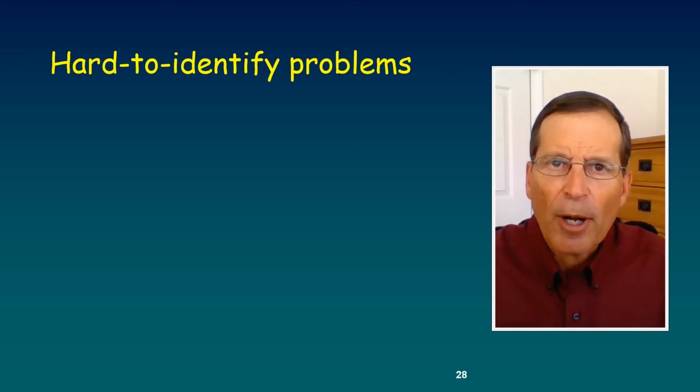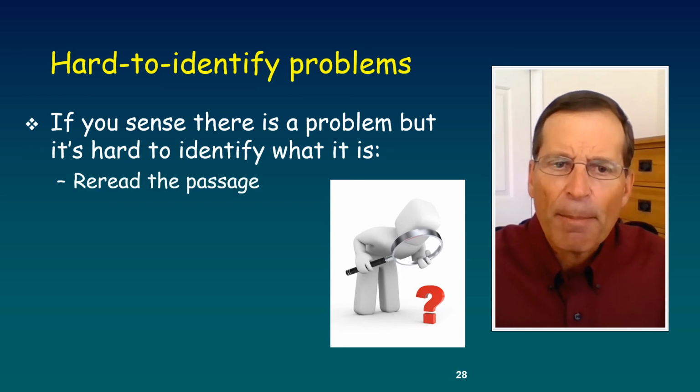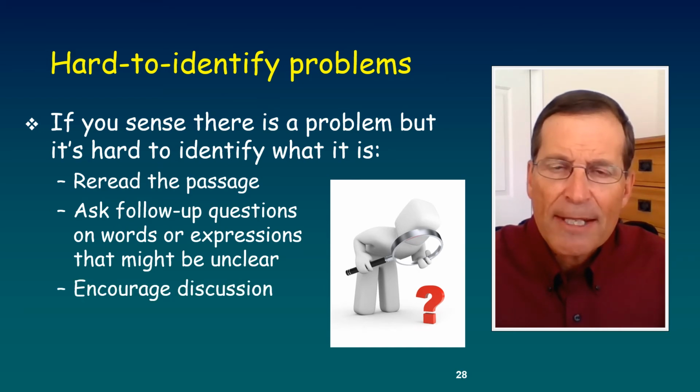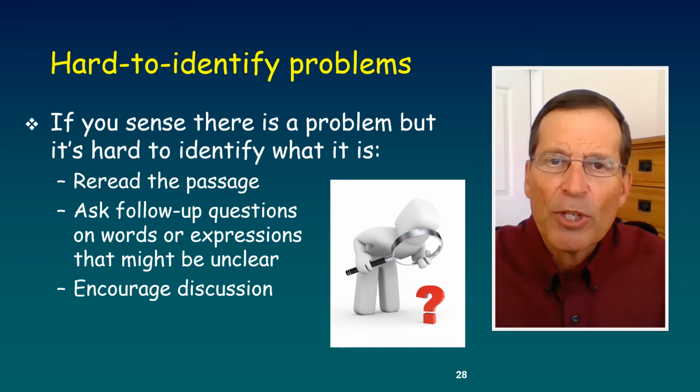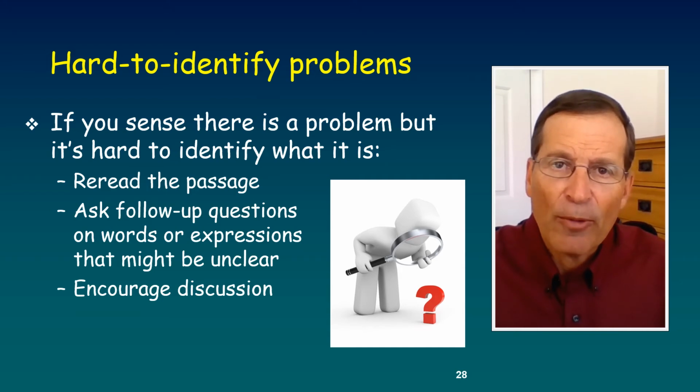Hard to identify problems. If you sense there is a problem, but it's hard to identify what it is, well, try rereading the passage. Ask follow-up questions on words or expressions that might be unclear. And encourage discussion. Often it's when you take time to discuss and talk about what the problems might be or a potential better way to make something more clear that you can find helpful answers to improve the text.